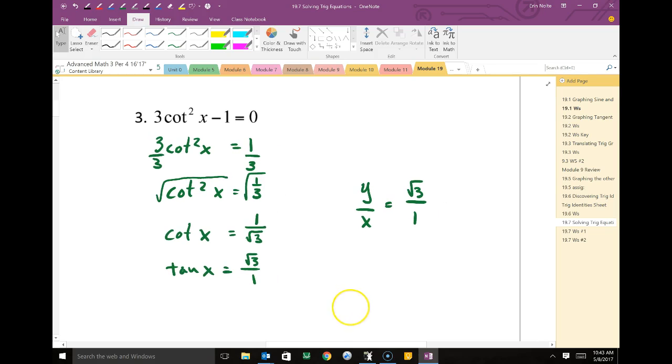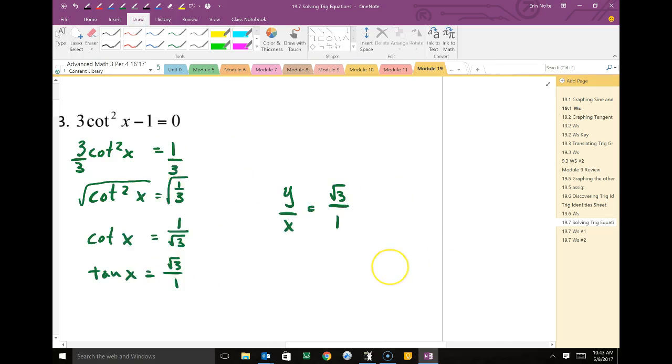Okay, so if you look at your unit circle, do you see a y value of a square root of 3 anywhere? What do you see? So every place that you see a square root of 3, it's a square root of 3 over 2, and what's the other coordinate? 1/2. Okay, so check this out.